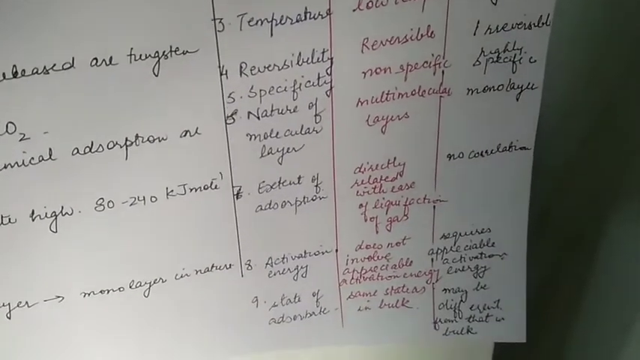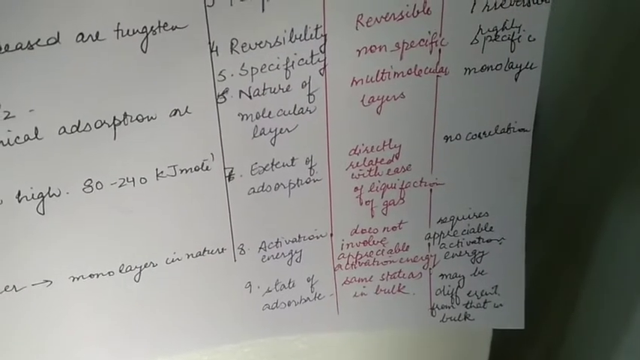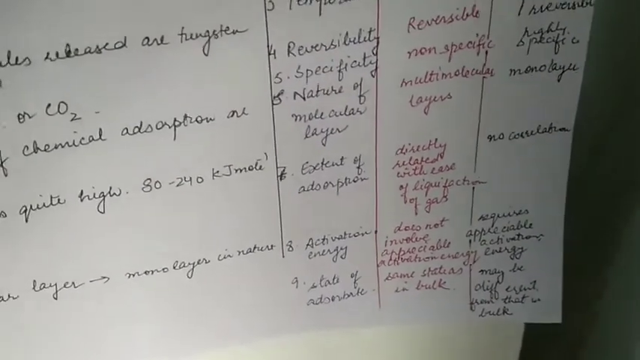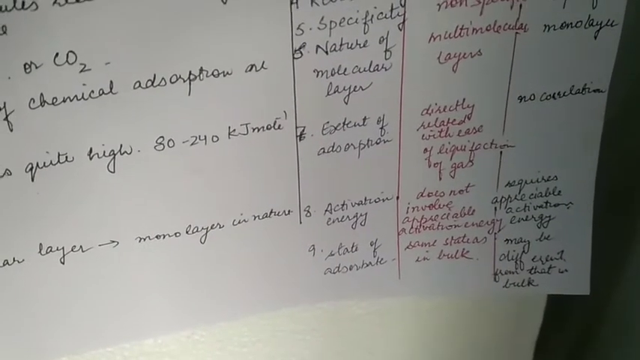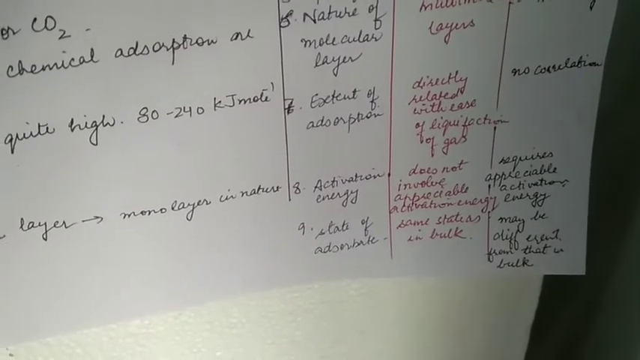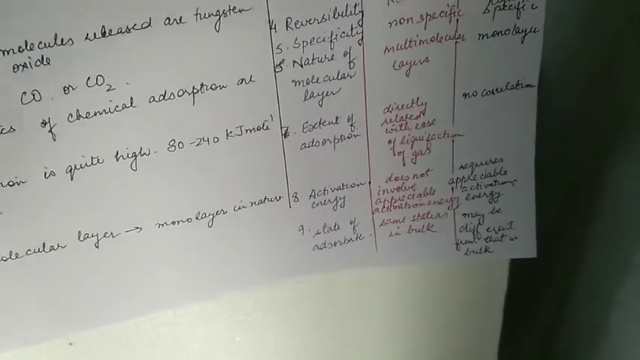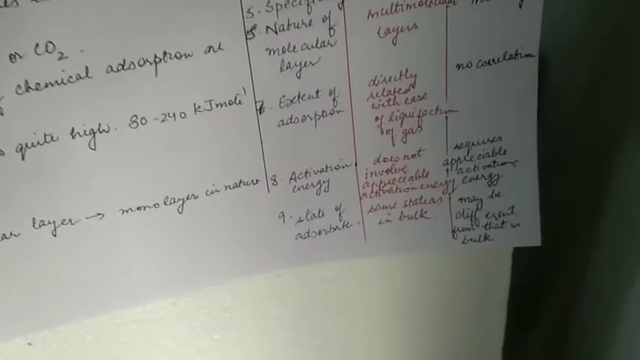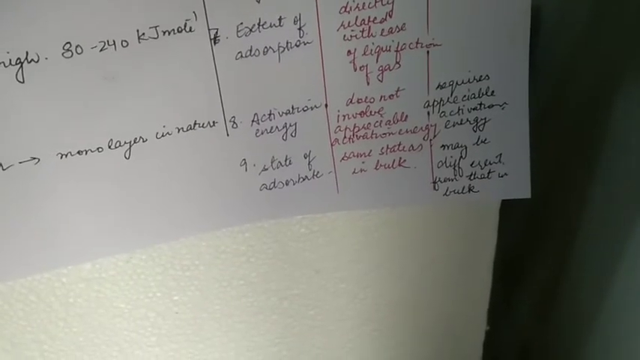In physisorption, extent of adsorption is directly related with the ease of liquefaction of gases. In chemisorption, there is no correlation between extent of adsorption and liquefiability of the gas. Activation energy is not needed in physical adsorption to a great extent, whereas appreciable activation energy is required in chemisorption because a chemical bond is formed. Then the state of adsorbate is the same as that in bulk, whereas here it may be different from that in the bulk.